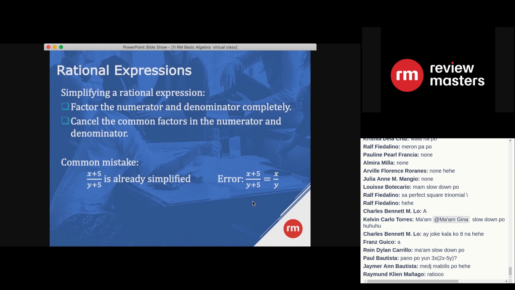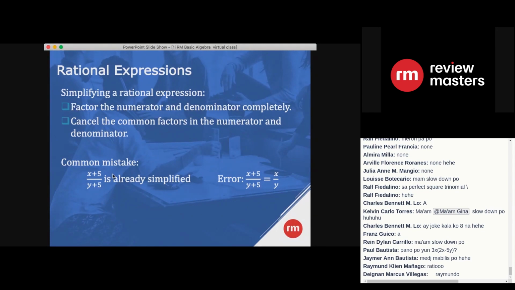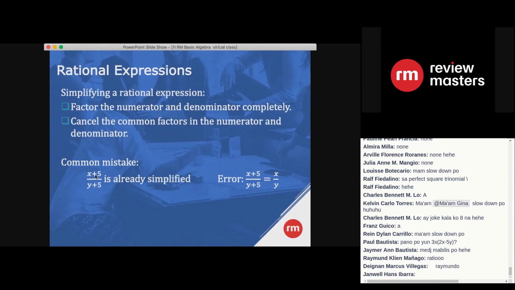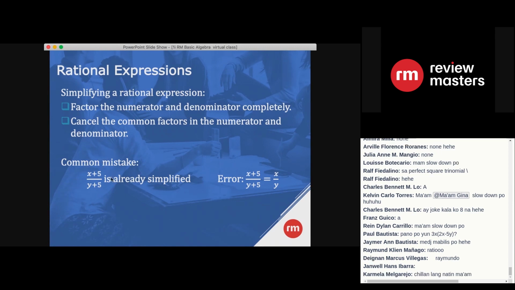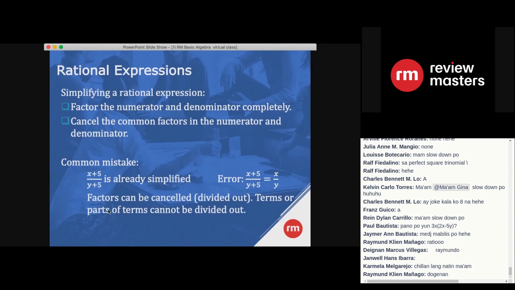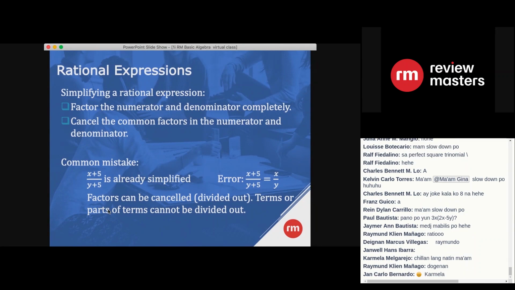Ano yung common mistake? Look at this one, x plus 5 over y plus 5. Okay? Now, this one is already simplified. Ngayon, the common error is that kung may parehong 5 ay kanilang kinakancel. You cannot do that. Okay? That is an error. So, ito is already simplified. Kung meron lang, halimbawa, 5x and 5y, yun ang pwede kang mag-cancel kasi multiplication yun. Pero if it's x plus 5 over y plus 5, it is already in its simplest form. Factors can be canceled, divided out. Terms or parts of terms cannot be divided out.